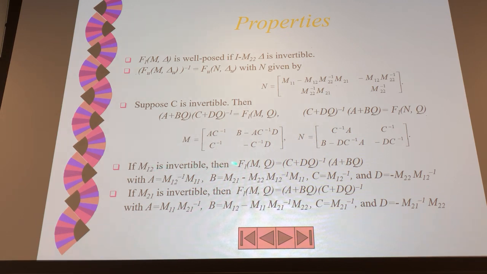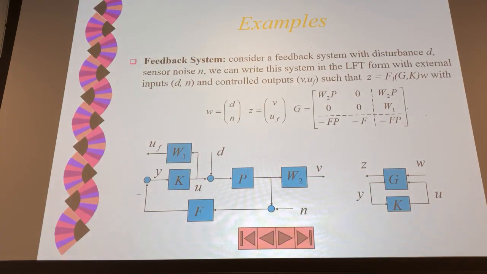If M12 is invertible, using this M, the format is this one, A plus BQ. That is the upper and lower parts. And if M21 is invertible, you can write another format like this, depending on the invertibility condition. These are just partitioned matrix operations. You may feel this is not very straightforward. Let's see an example.